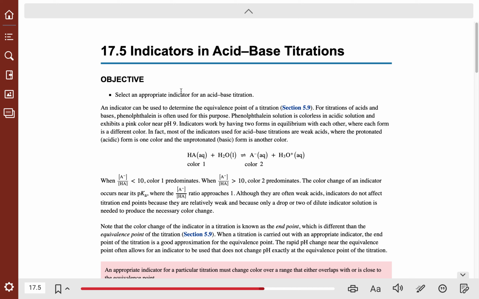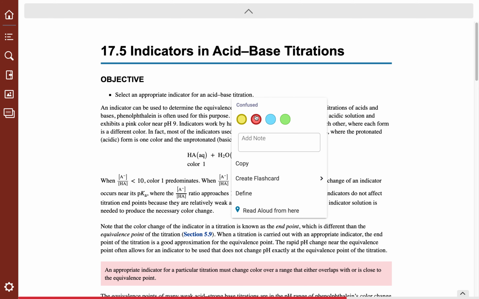This section is about indicators in the context of acid-base titrations. We've already studied quite a bit about acid-base indicators. We know that they change color depending on the pH, the H plus and OH minus concentrations surrounding them. Last semester we used this phenolphthalein compound.